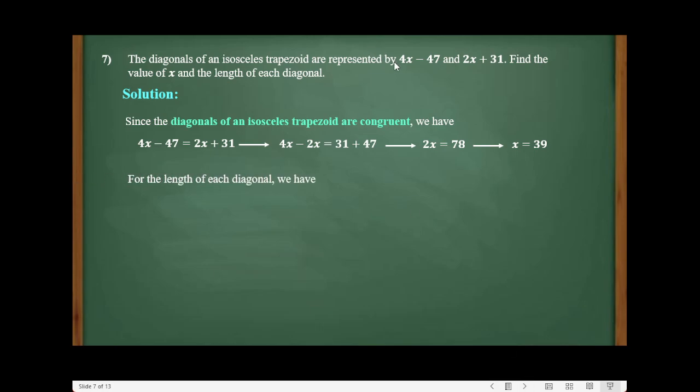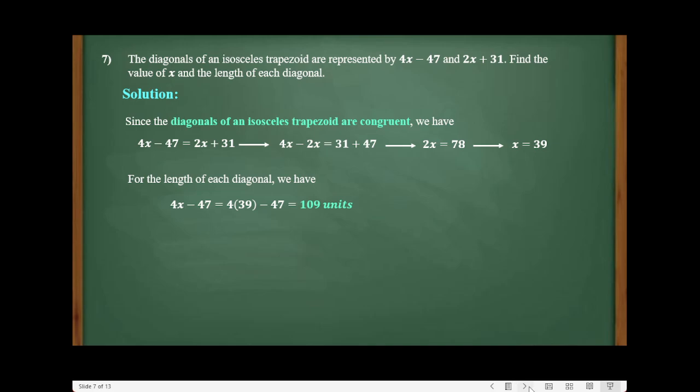Okay, so we make use of their equivalent lengths, which are both in terms of x. For one diagonal, having a length of 4x minus 47, we plug in the value of x here, and that will be 39. So the expression is 4 times 39 minus 47. We have 109 units, which is the length of one of the two diagonals.